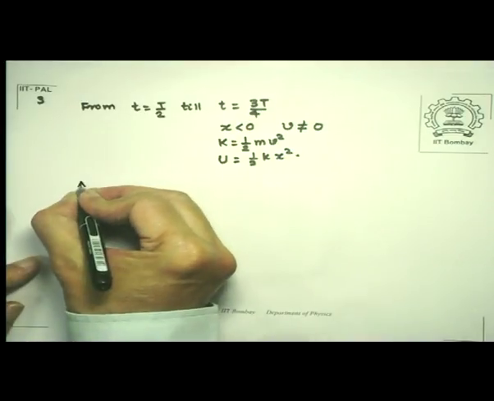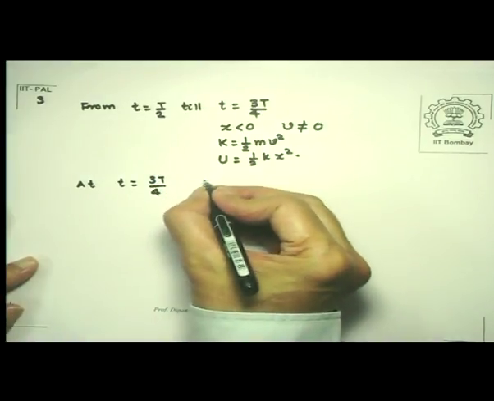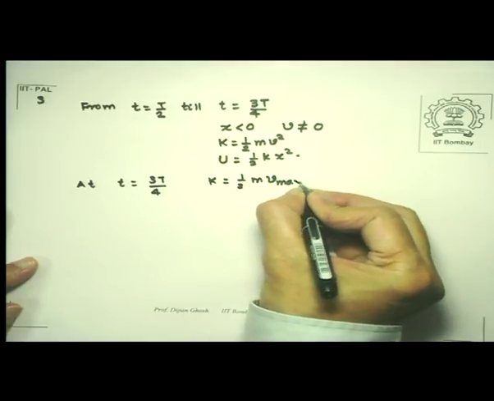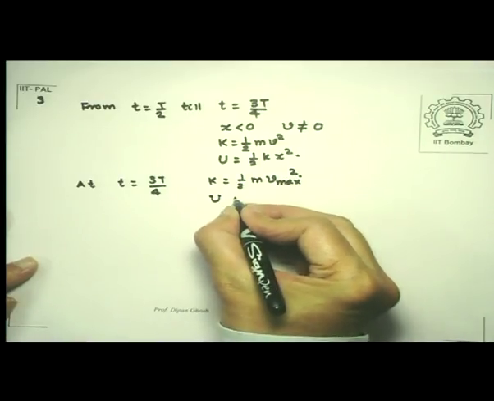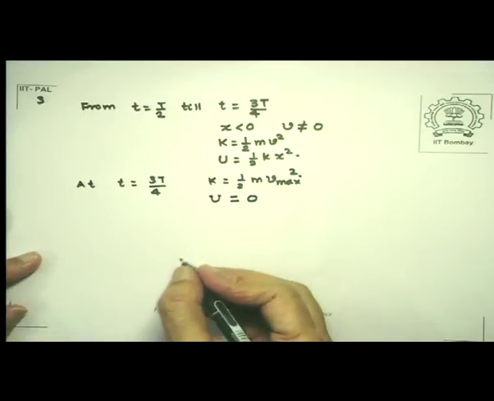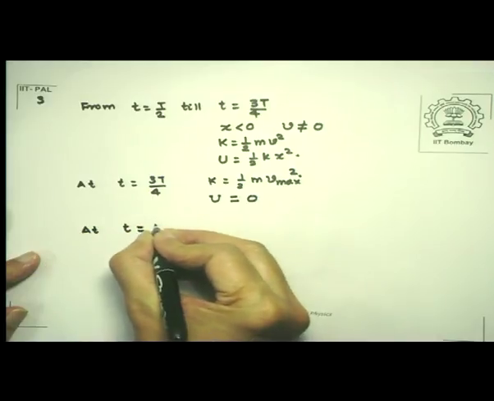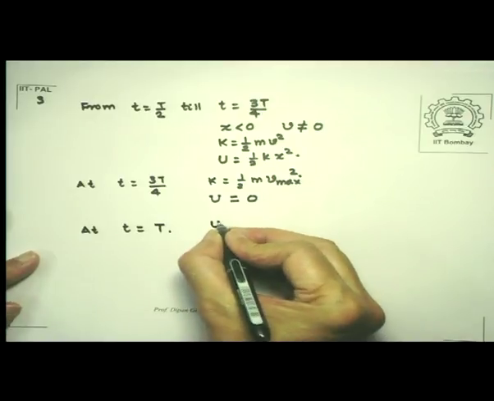So at 3T by 4, the velocity is maximum, so kinetic energy is half m v max square, and potential energy, because the spring is neither compressed nor extended, is equal to 0. And finally it starts moving to the right, and once again at t equal to capital T, it completes the cycle with all the energy again becoming potential energy.